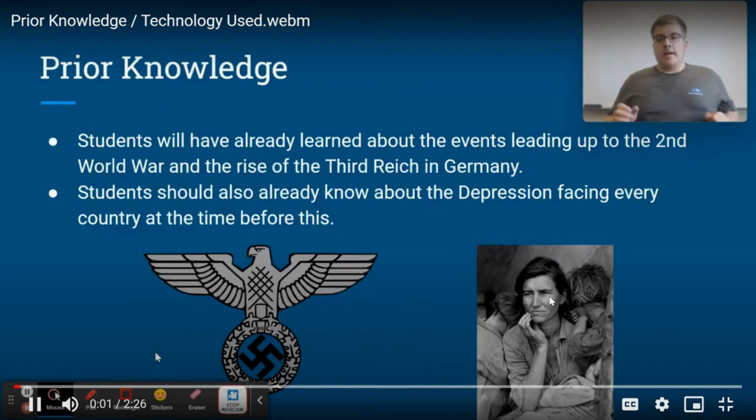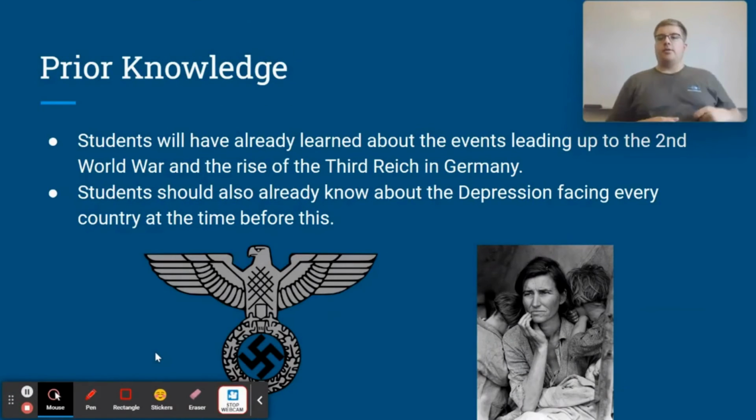So this is the prior knowledge that the students should already have some idea of before we get into the lesson. The first being the students will have already learned about the events that led up to the Second World War, as well as the rise of the Third Reich in Germany at the time. The logo that you see down on the left-hand side of this screen is the logo of the Third Reich in Germany at the time.